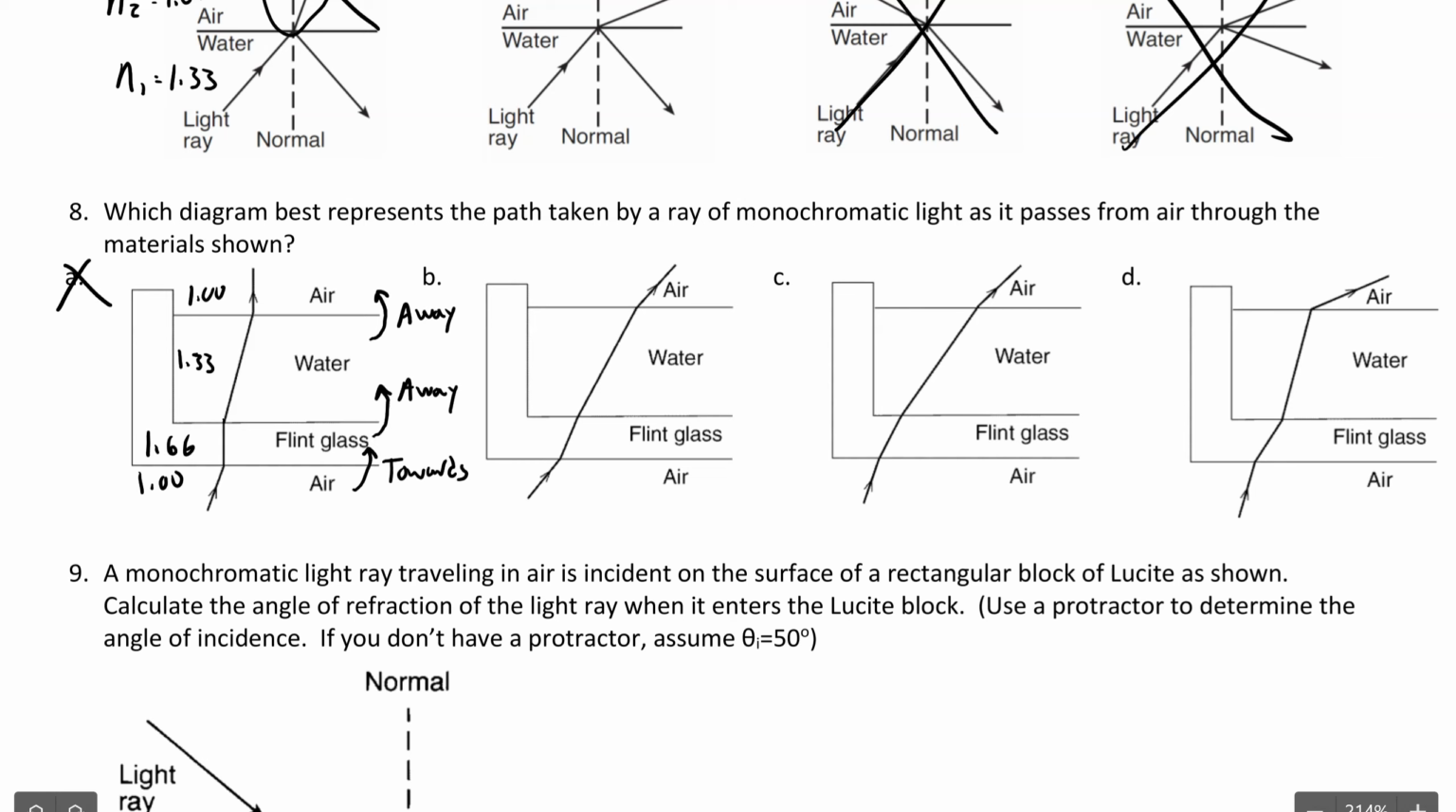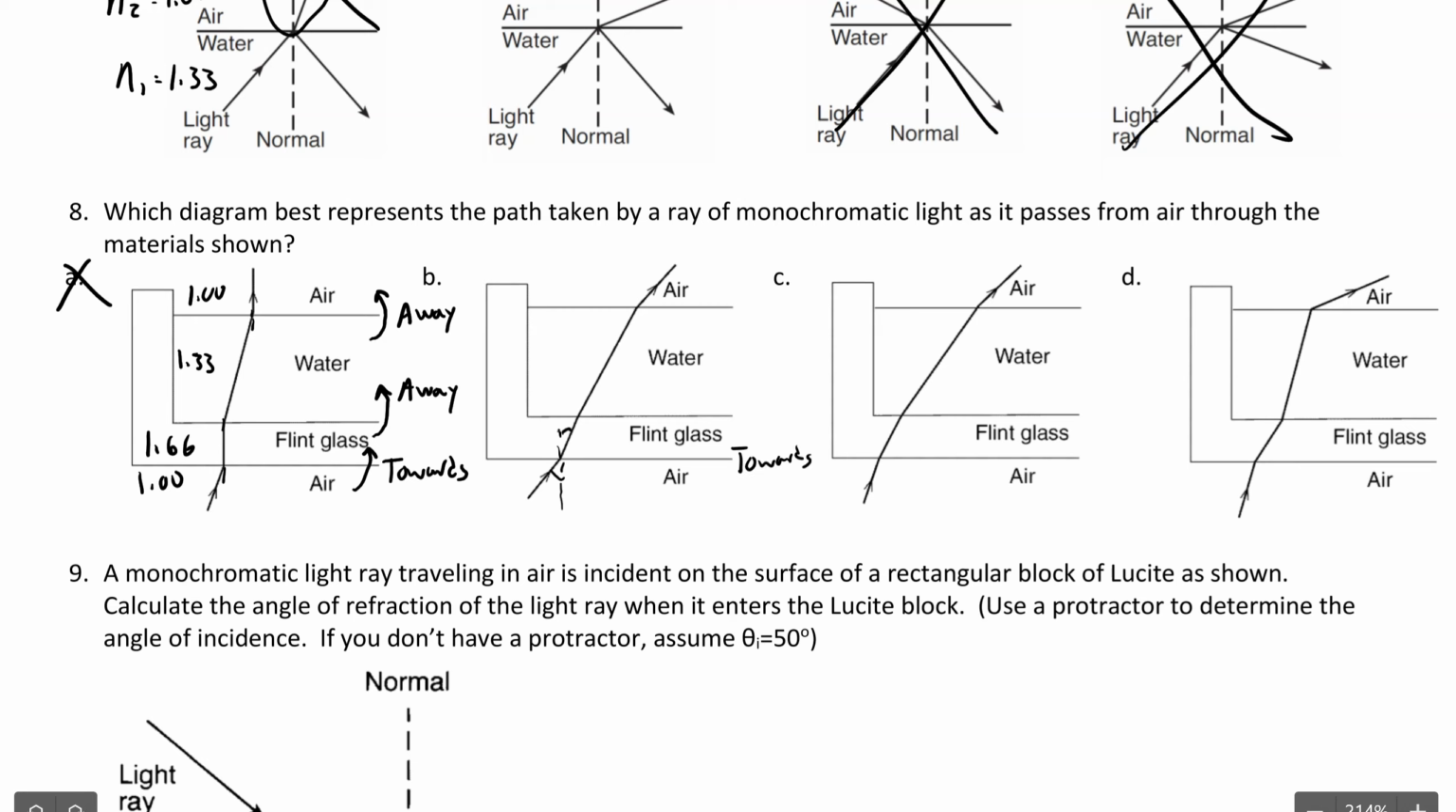Now, I don't have the normal line drawn at these interfaces, but if it helps, you could draw them, so I'll do that here. So here's the interface here. And this angle looks smaller than that angle to me. So I'm going to say towards.